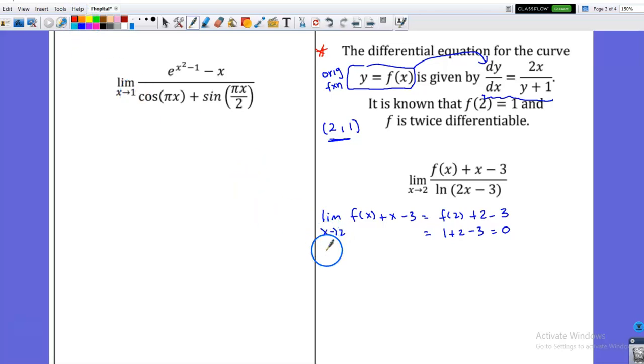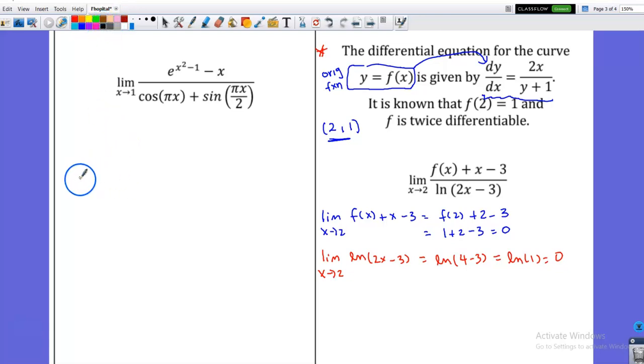And then we're going to check our denominator, the limit as x approaches 2 of ln of 2x minus 3, which would be ln of 2 times 2 is 4. 4 minus 3 is 1, and the ln of 1 is 0. So I'm going to now invoke L'Hopital.